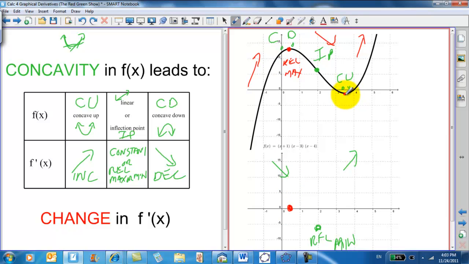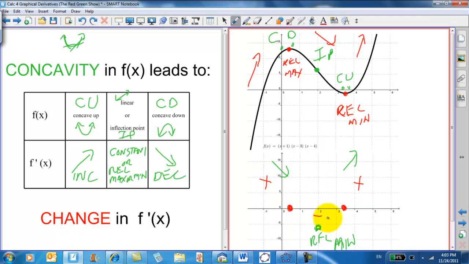Same thing with this relative min. It's neither decreasing nor increasing. It's changing from decreasing to increasing. So we plot that as a 0. This gives us a few more points to connect everything up with. When it's increasing, the derivative is positive. When the original function is decreasing, the derivative is negative. And when the function is increasing, the derivative is positive. So it all seems to be coming together here like this.